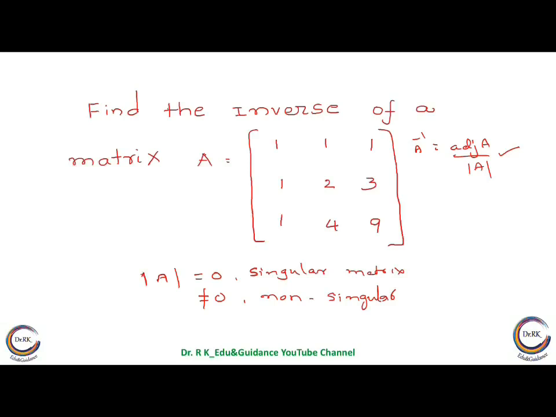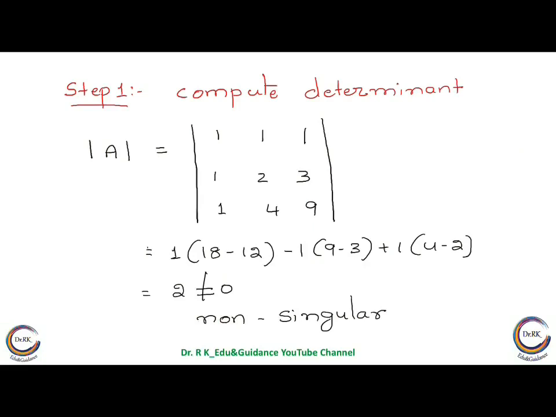And one more thing is, if A and B are square matrices of the same order, and if A into B equal to B into A equal to identity matrix I, then we say B is inverse of A and we write it as B equal to A inverse. Okay. So how to find, we'll see it.